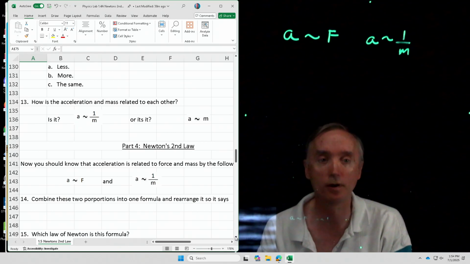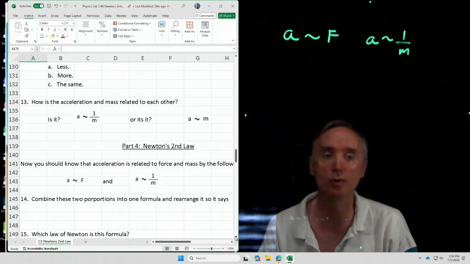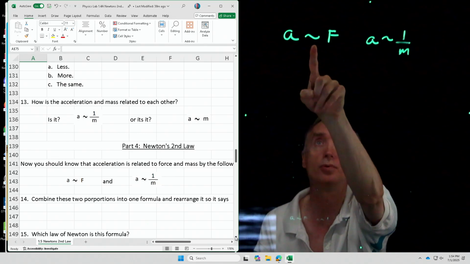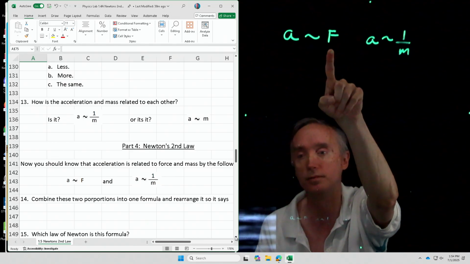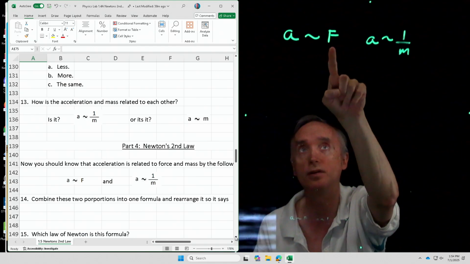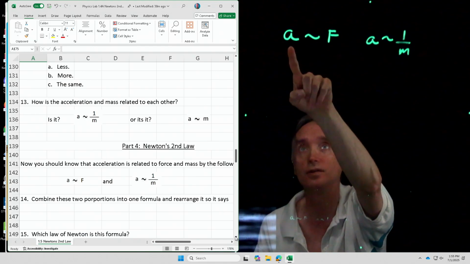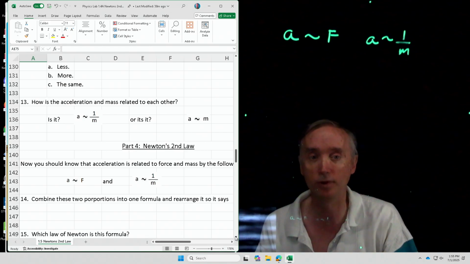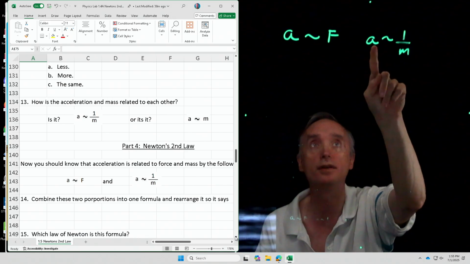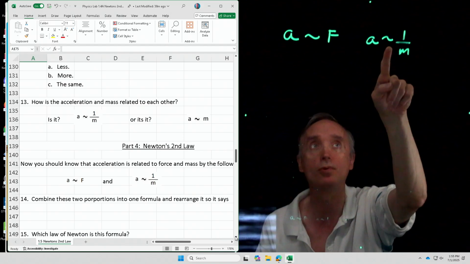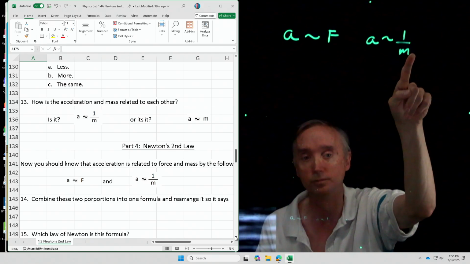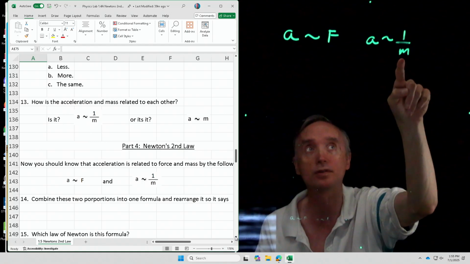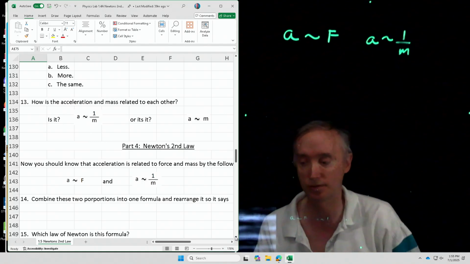Okay, now we're ready for part 4, and so here's what we know so far. The acceleration of an object is proportional to the force that's applied. So this means that if you increase the force, it increases the acceleration of an object. Then in part 3, we learned that the acceleration of an object is proportional to 1 over m. So this one means that if you increase the mass of an object, its acceleration decreases.